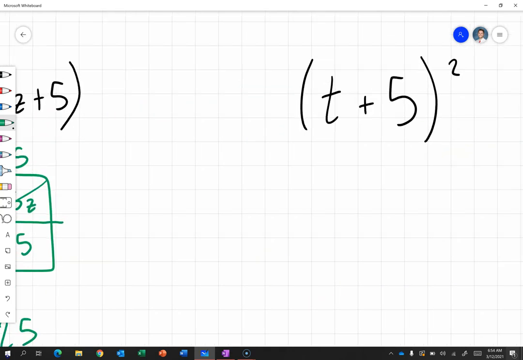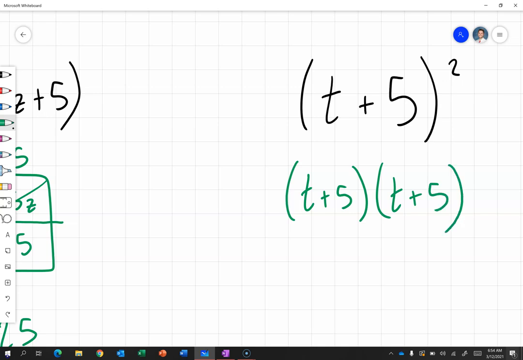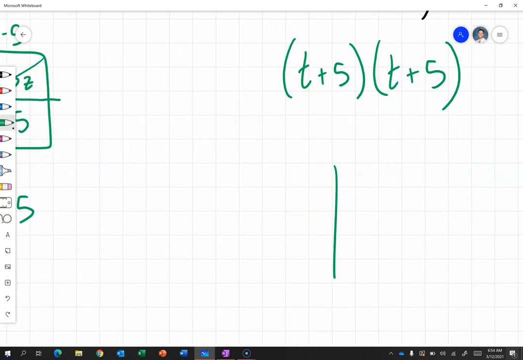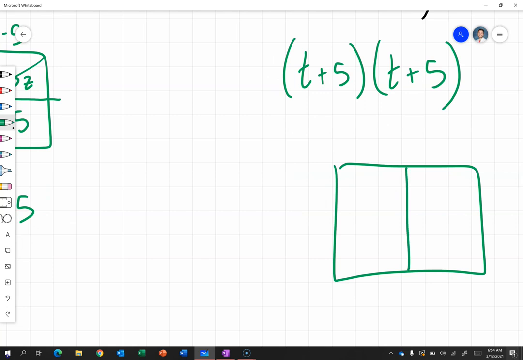Finally, we have t plus 5 squared. Now these are very important that we pay attention here, and remember that when we square something, we are multiplying it by itself. So t plus 5 squared is t plus 5 times t plus 5. Okay, this is not the same thing as just saying, oh, that's t squared plus 5 squared. We need to expand this, write out the whole thing as t plus 5 times t plus 5. And then, once again, we use the area model to multiply.